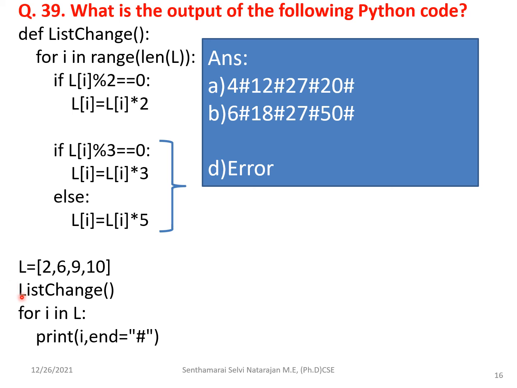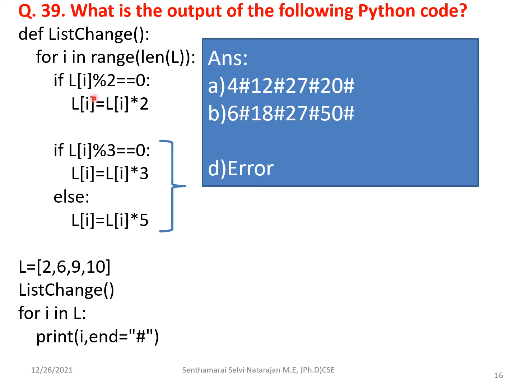Moving to this list change function, this function is called now. Here for i in range of len of L, it will be taking the length of L, which is 4. Okay, so if i mod 2 is equal to 0, it will take the value. Here it is if i mod 2, that is the first index is 0, so 0 modulo 2 is equal to 0. Yes, 0 divided by 2 gives the remainder 0. This is modulo division and not normal division, so it is giving the value 0. So here the case is true.